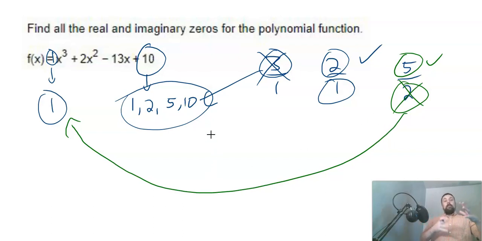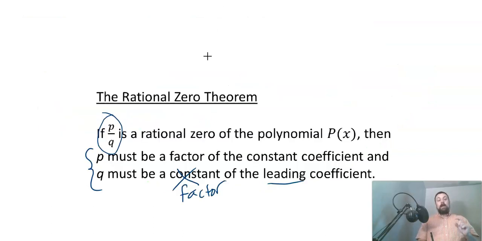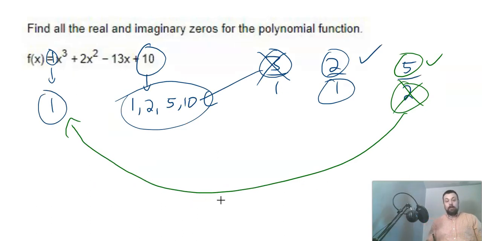So that's how we will generate a list of guesses for zeros of this polynomial, and then we will have to check those guesses by using synthetic division. But we want to make a list of guesses that have some reasonable chance of working, and the only numbers that have a reasonable chance of working are numbers that fit these properties here. All right, so let's make our list of guesses.